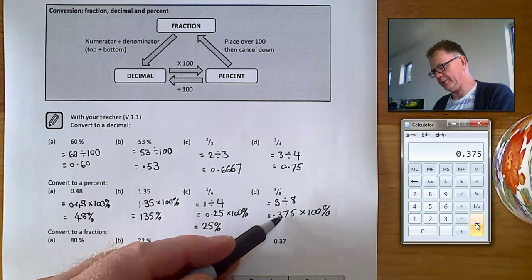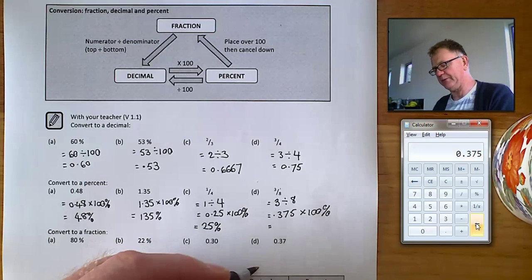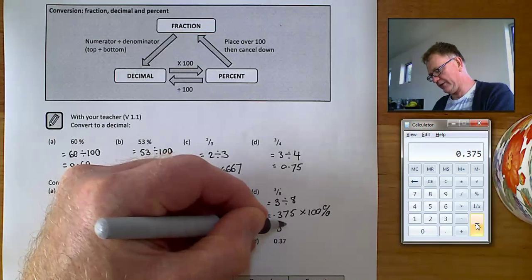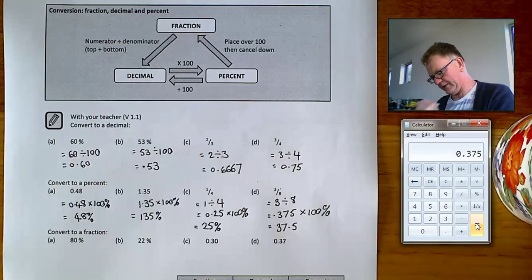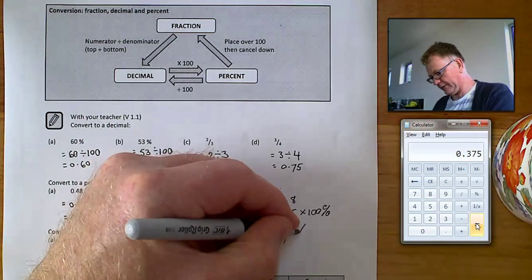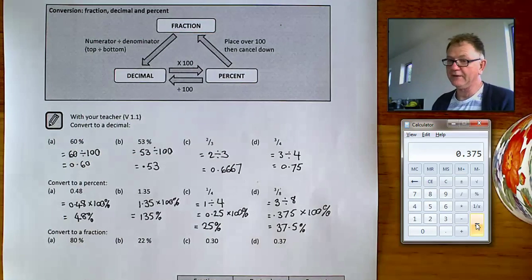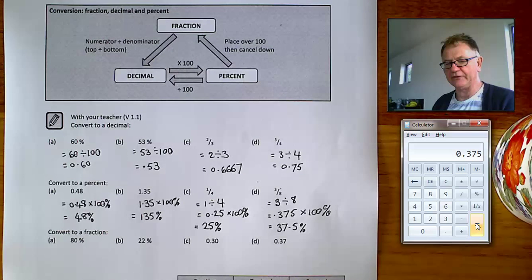To times something by 100, move the decimal place 2 positions to the right. 37.5% is my answer. And I suppose you figured that questions number 4 are going to be like these two here.